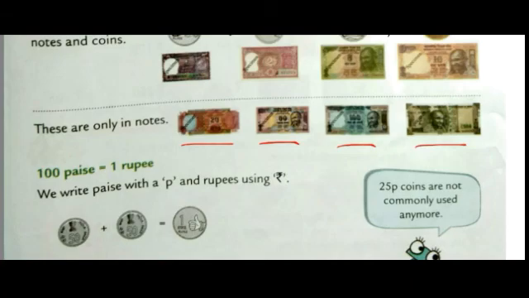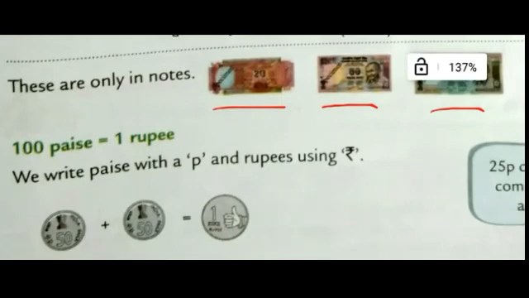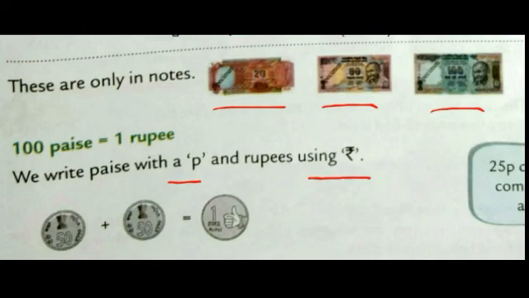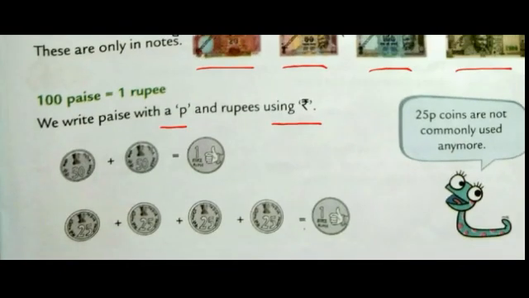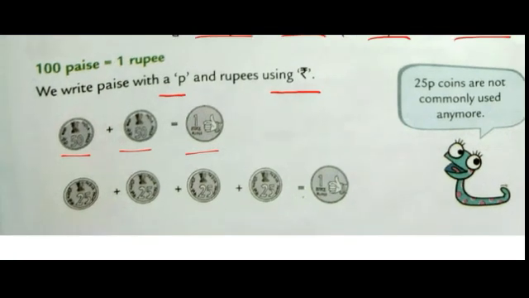Scholars, 1 rupee is equal to 100 paise. We write paise with a P. It is a short form that we use. And rupee using this sign. Suppose you have 100 paise, that is equal to 1 rupee. And suppose you have 4 25 paise coins, that means it is equal to again 1 rupee. But scholars, as I said, some of these coins like the 25 paise coin and 50 paise coin are no longer in use now.